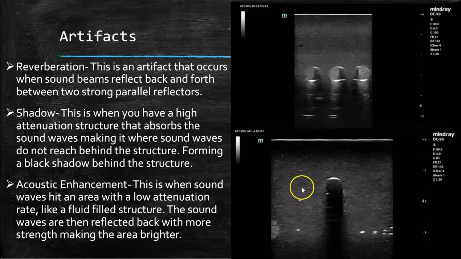And then acoustic enhancement. This is when a sound wave hits an area with a low attenuation rate, like a fluid-filled structure, and the sound waves are then reflected back and it's brighter. So this would be acoustic enhancement. It's this brighter part coming down.